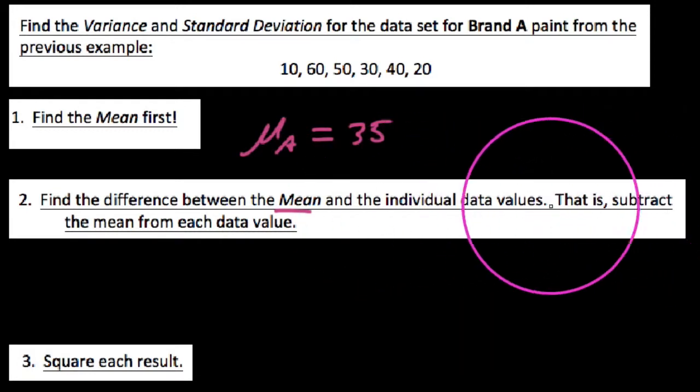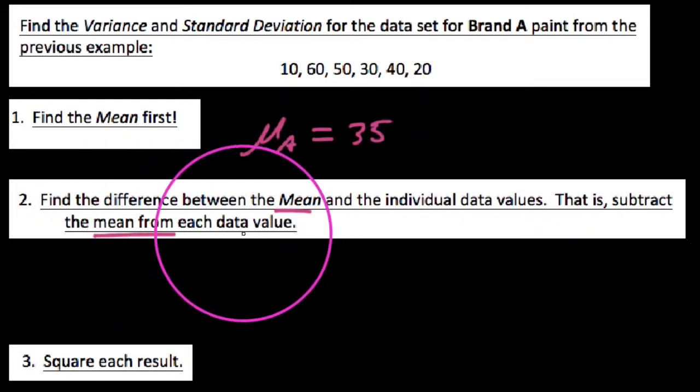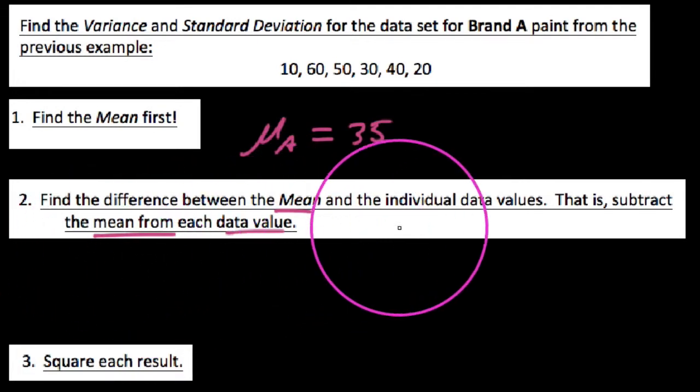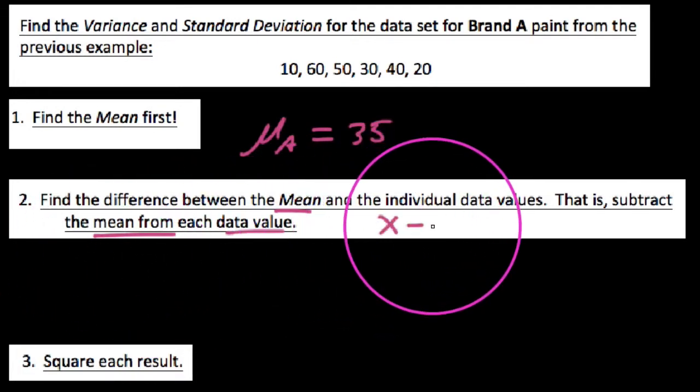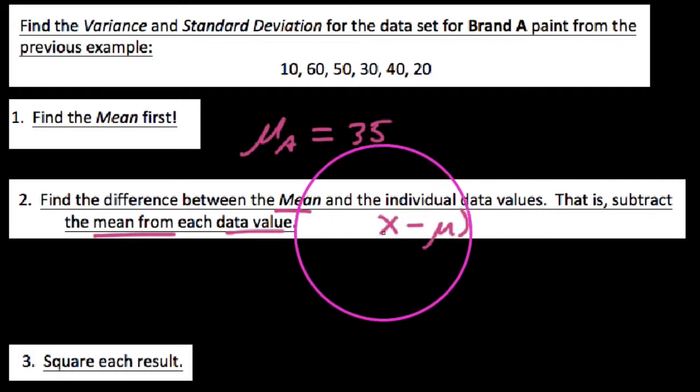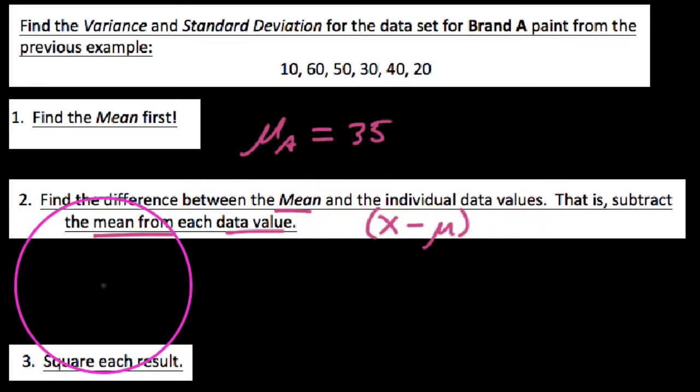That is, we're going to subtract the mean from each data value. And this is very important, because what this means, and you should write this down, is we're going to take the datum and subtract the average off of that. It is always the average away from the mean.